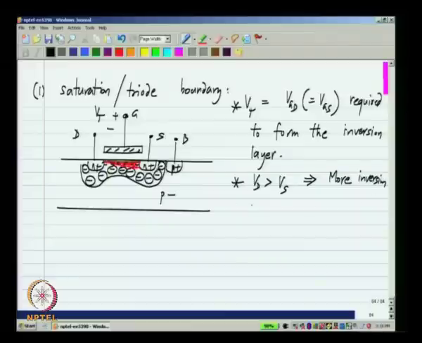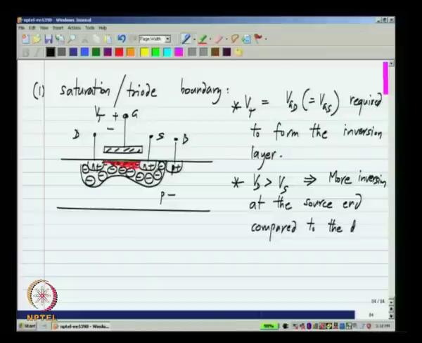It also means more inversion at the source end compared to the drain end. Okay. Now, what was the condition for saturation?